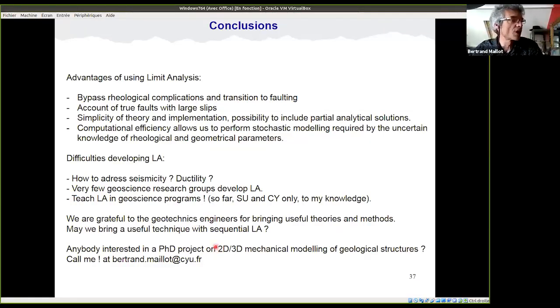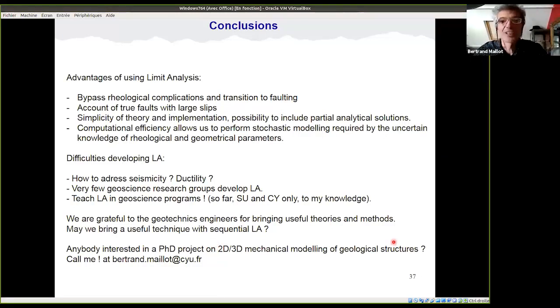And by the way, we may have a PhD project coming soon for start of work in October 2020. If you're interested in doing such studies, we look for somebody rather good on programming and geotechnics and mechanics for that project. Thank you.